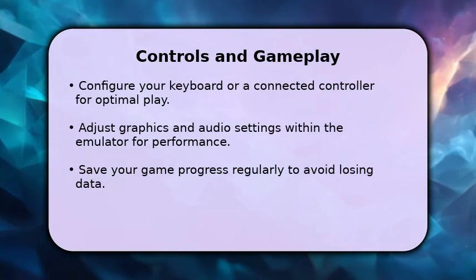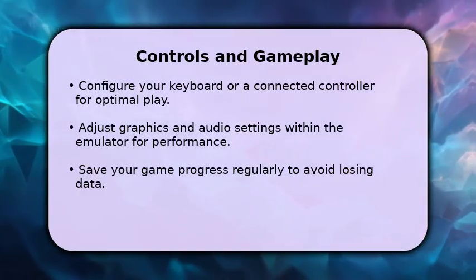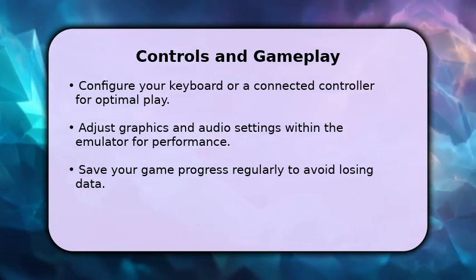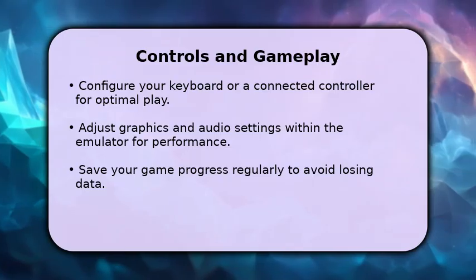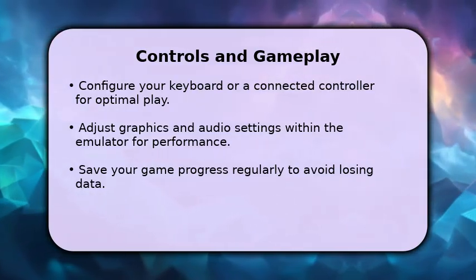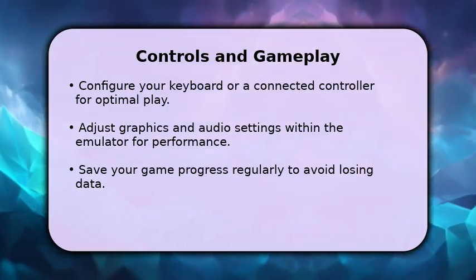With your game loaded, it is time to set up your controls. Citra allows you to map keyboard keys or connect a gamepad for a more authentic experience. Access the Emulation menu, then Configure, and finally Controls to customize your setup. You can also fine-tune graphics and audio settings for better performance.